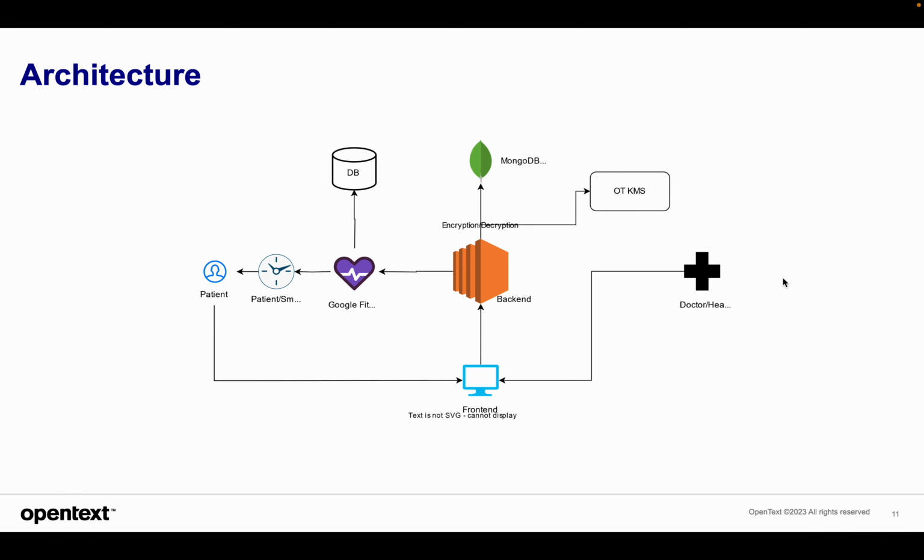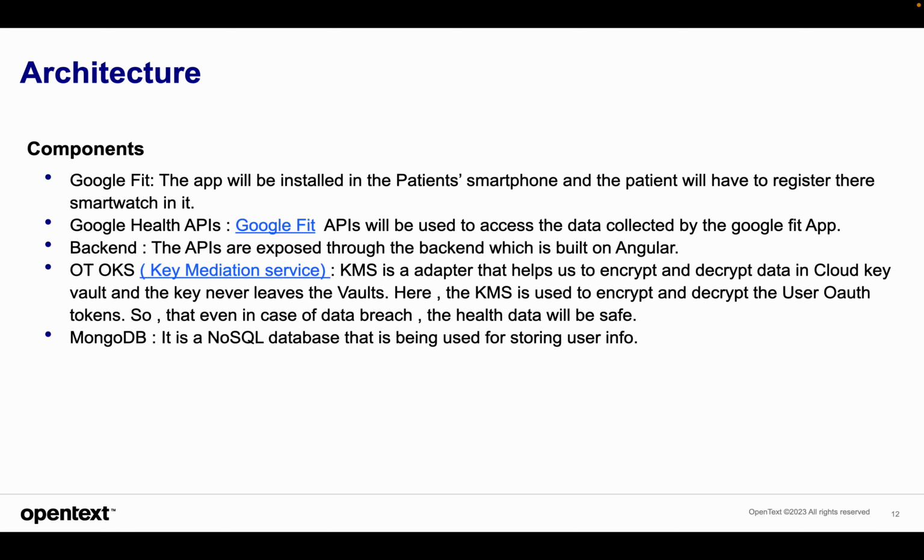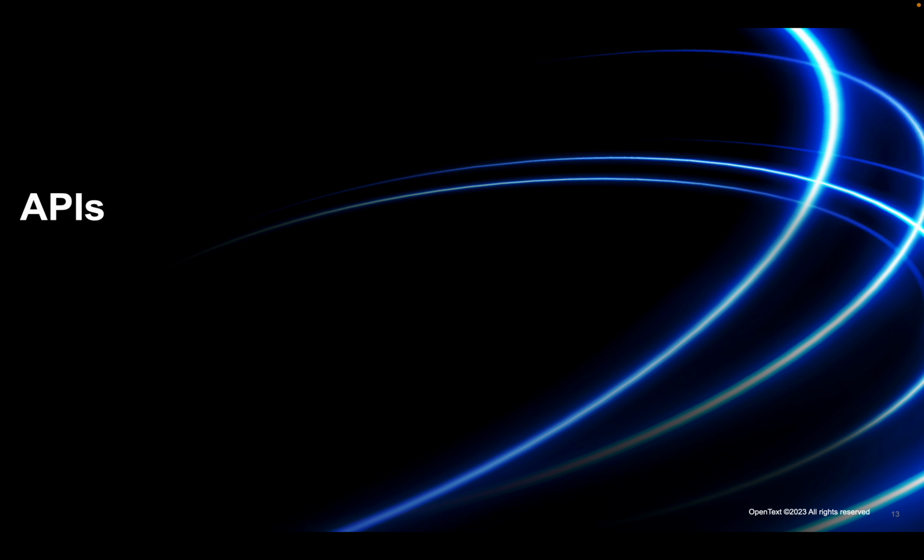And there is a front end, as I explained, from where that data can be fetched and displayed using the token that we stored in MongoDB. Okay, so that was about the architecture. You can see the details that I have mentioned.